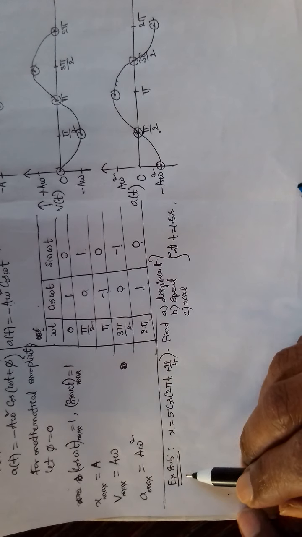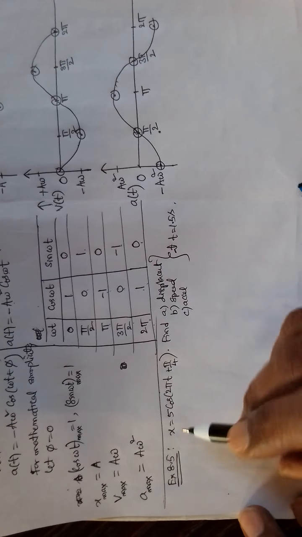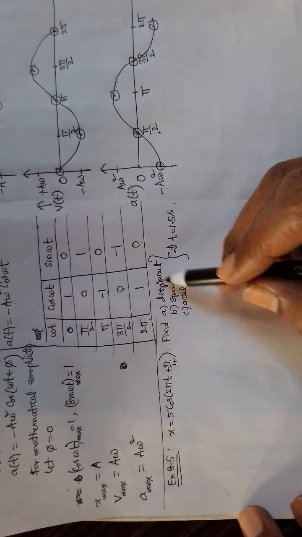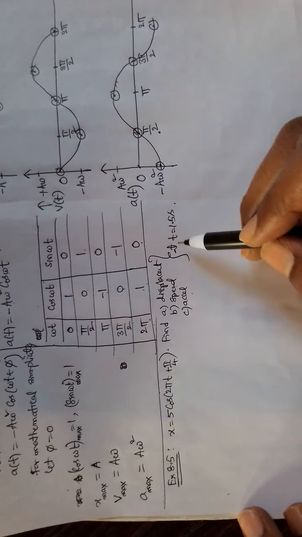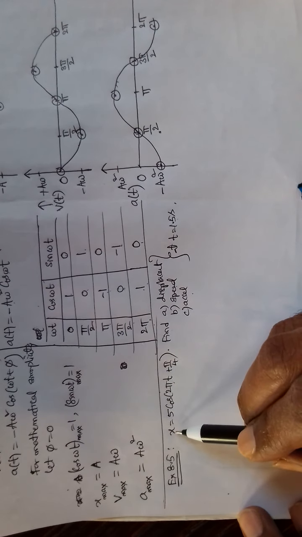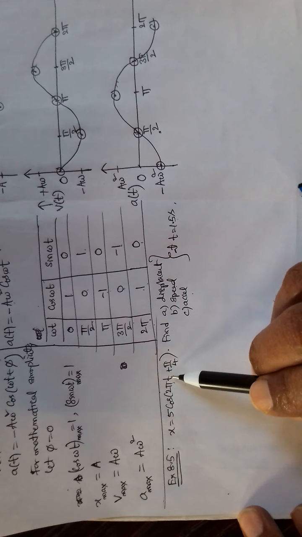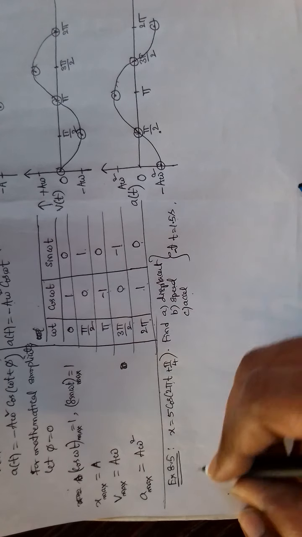Now let us solve the problem. X is equal to so and so. Find displacement, speed and acceleration at t is equal to 1.5 second. See, already this is the expression for displacement. So we need to find displacement at t is equal to 1.5 second.